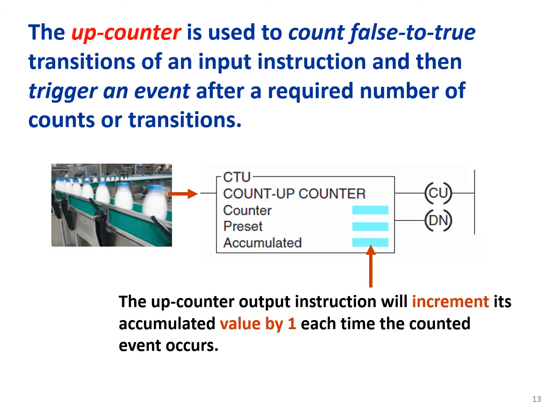Up counter. The up counter is used to count false to true transitions of an input instruction and then trigger an event after a required number of counts or transitions. Okay. The up counter output instruction will increment its accumulated value by 1 each time the counted event occurs. Okay, so when the accumulated value reaches the preset value, then the done bit of the counter becomes true.